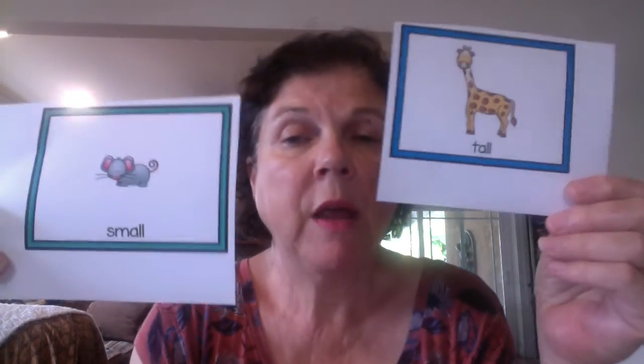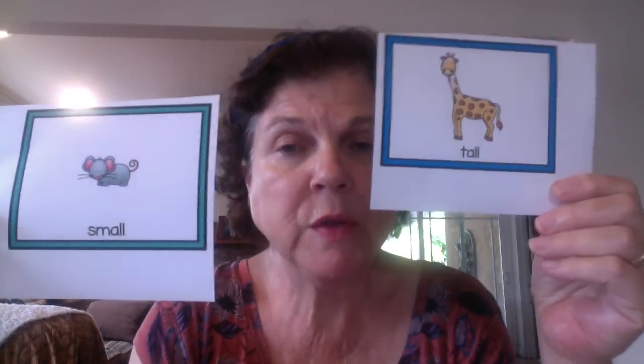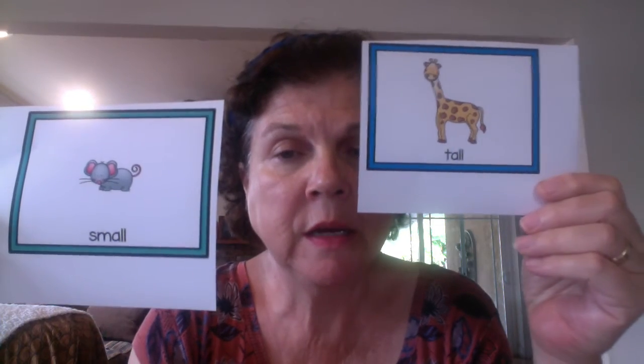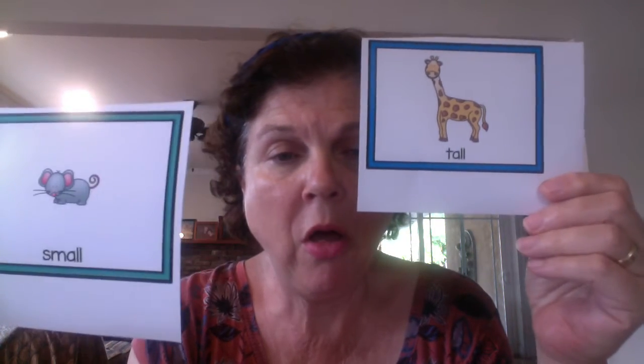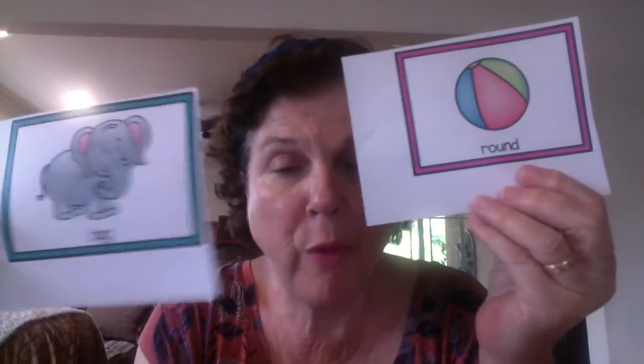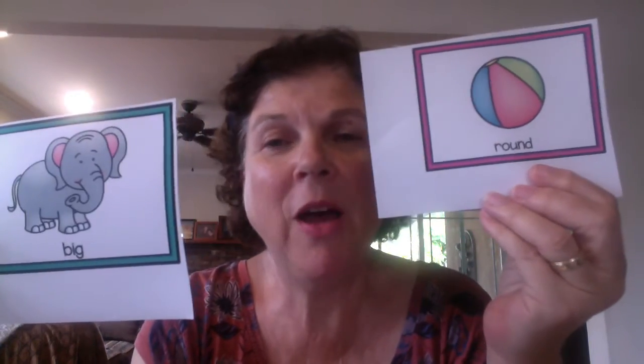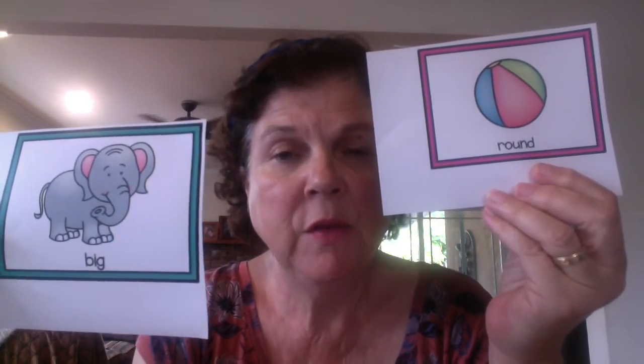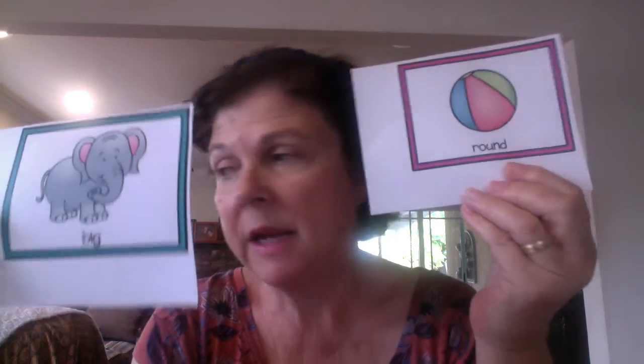Well, let's give some opposites here. Okay, we have tall and small. Those are both how something looks, and these are opposites. So small and tall are both adjectives to describe what something looks like. You might also use ones like round and big. Those describe what something looks like. So many words you can use to describe what something looks like.